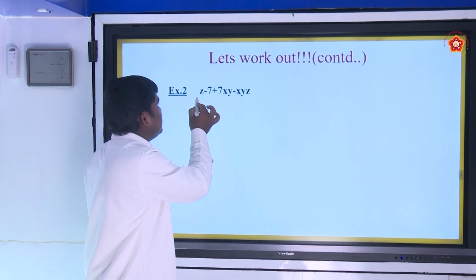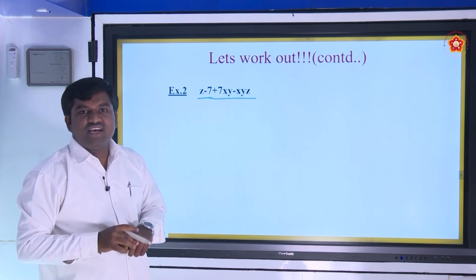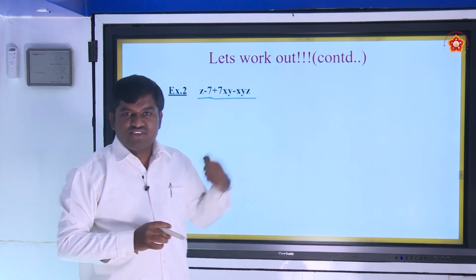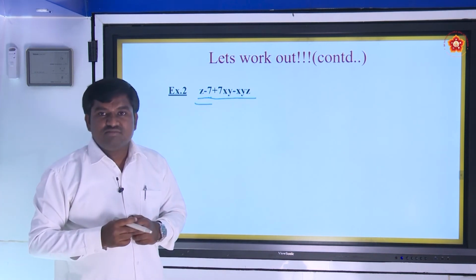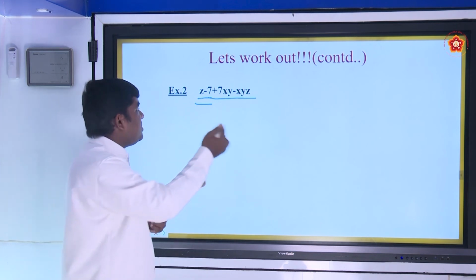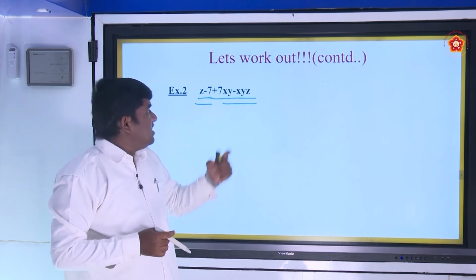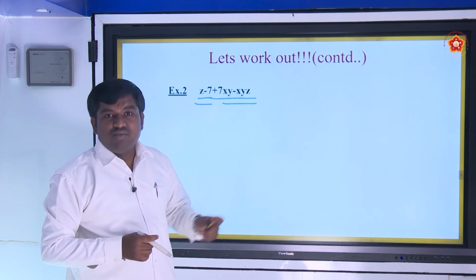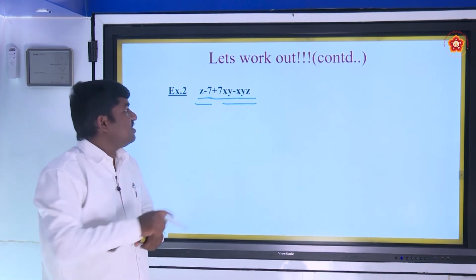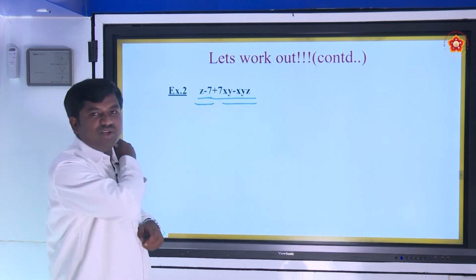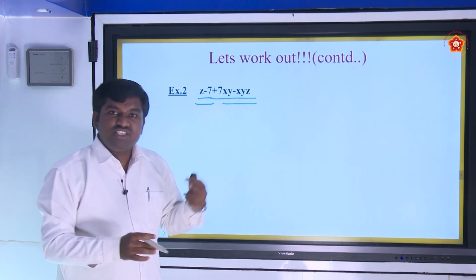Next, second one, z minus 7 plus 7xy minus xyz. Observe this. In the first two terms, is there anything common? No. Move on to the next two terms, 7xy minus xyz. Here xy is common in the third and fourth terms, but in the first two terms there is no common thing. So we have to rearrange the terms, meaning regrouping.